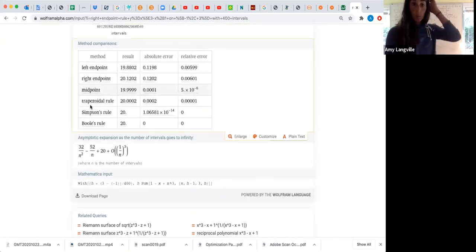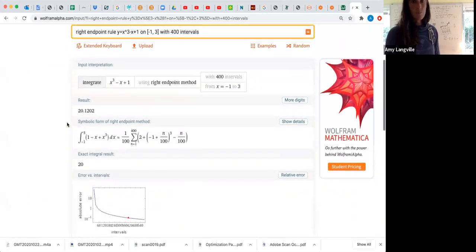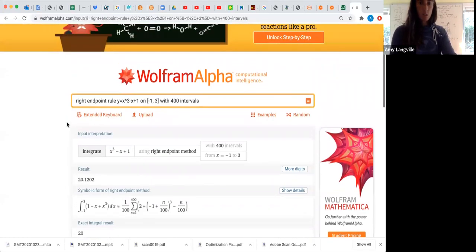And it gets an estimate with the right rule of 20.12. It shows what the other rules would have done, the left and the mid. Again, we briefly mentioned the trap and Simpson's. There are plenty of other ones that try to get even more and more precise, but they take a little bit more complicated work to do.